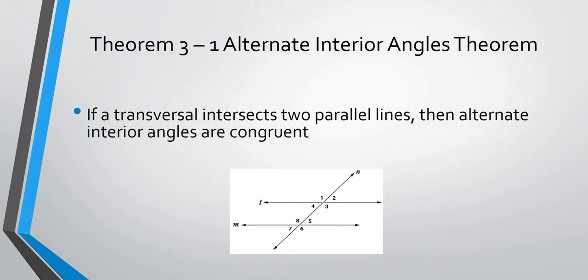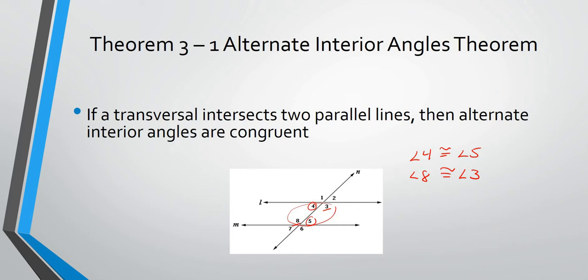So now we have a theorem, alternate interior angles. If a transversal intersects two parallel lines, then alternate interior angles are congruent. So again, copy it down, get your diagram. Alternate interior. So again, the 4 interior angles, but now on alternate sides. So angle 4 is congruent to angle 5, and angle 8 is congruent to angle 3. So this is a theorem that we're going to work on and do a proof of.